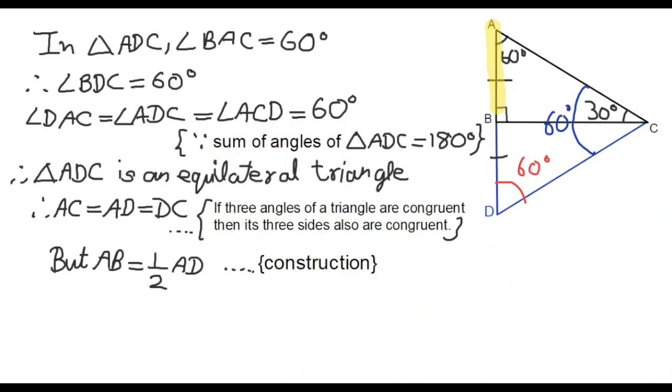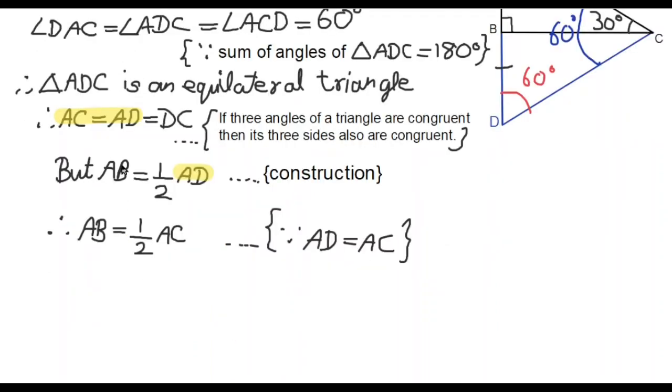Now the next step is, therefore AB is equal to half AC. Okay. See, instead of AD, we are writing here AC. Here AB is equal to half AD is there, no? Now here what we got, see, AD is equal to AC. Okay. So instead of AD, you can write AC. So AB is equal to half AC. The reason for this is since AD is equal to AC.